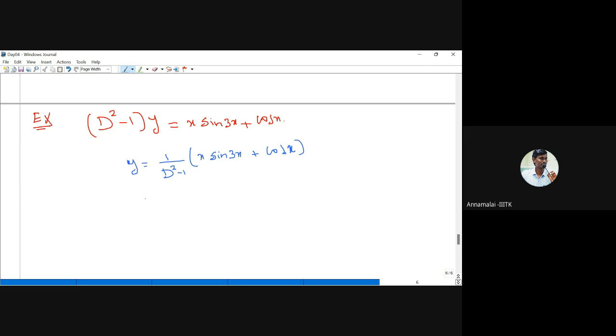So therefore you can separate it. We get 1 by D square minus 1 into x into sin 3x plus 1 by D square minus 1 into cos x. So D square minus 1 is D plus 1 into D minus 1, right? So we can factor it again. So simply I can write here D plus 1. Yeah, okay, anyway, first we can write D minus 1.